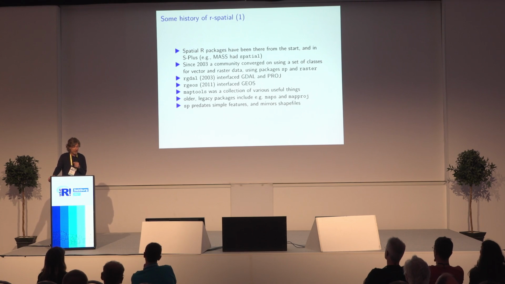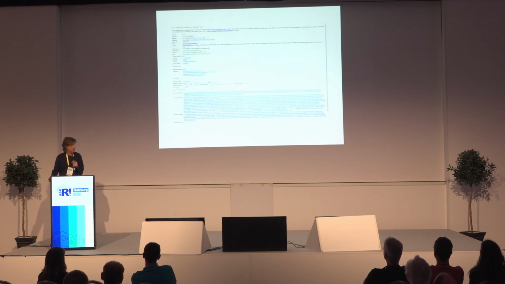The package SP predates the simple features standard and basically mirrors what was used in those days in 2003, 4, 5, and that was basically using shapefiles. So that model was mapped there. This is the CRAN landing page of SP. The message there is clear. The SP package provides classes and methods for spatial data. It started in 2005, and you can see that there is a large list of packages that reuse that. I maintain that, and its development has sort of stopped.